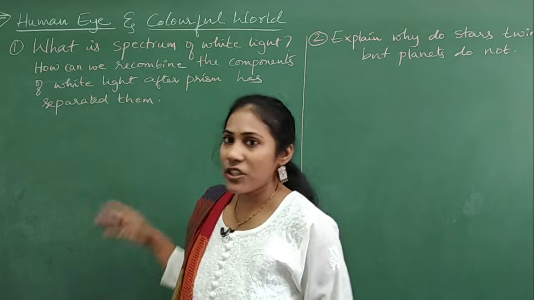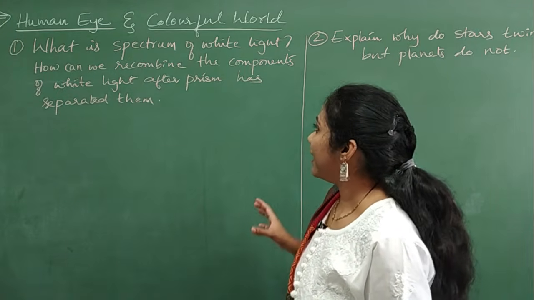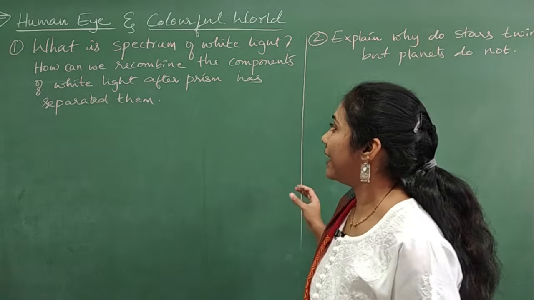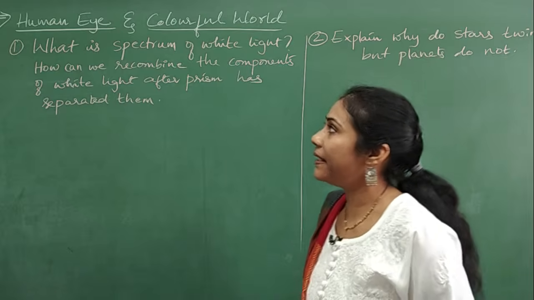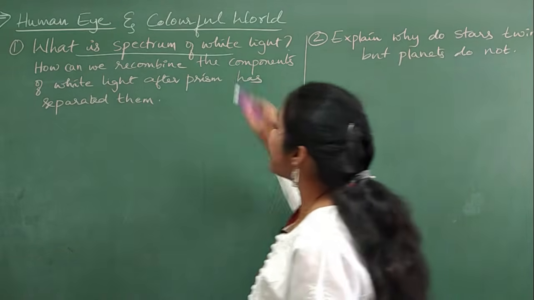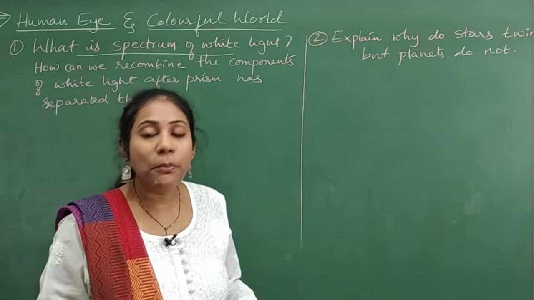Coming to the first question on a board. What is spectrum of white light? How can we recombine the components of white light after prism has separated them? So first, here there are actually two questions. One is, what is spectrum of white light? So what do you mean by spectrum of white light?